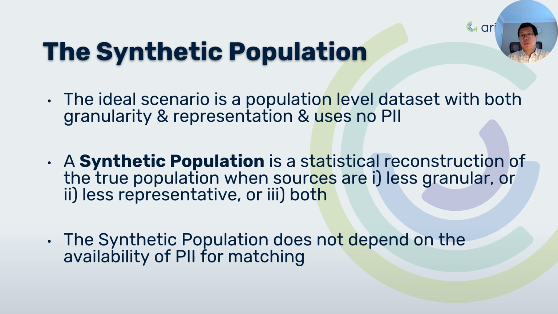A synthetic population is a statistical reconstruction of the true population when the underlying data sources are either less granular, like the aggregated case, or less representative, like the respondent level case, or both. Somehow we should be able to train up a model so that the model can statistically generate the true population given these imperfect input data sources, and that process should not depend on matching data. So we don't need the data set to have names or emails or anything for us to match against. It's simply done in a statistical way.